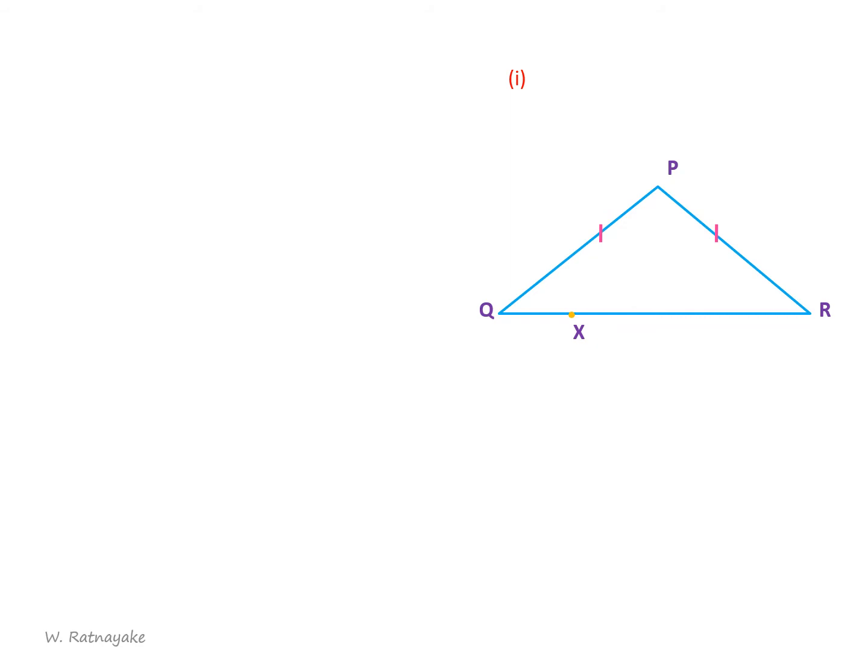From X we have to draw a perpendicular line to QR. It goes like this. That line and PQ meet at Y, and that line and the line RP produced will meet at Z. So we can produce this line. So the point here must be Z and the point of intersection here must be Y. So this is the rough sketch of the diagram which is given in the problem.